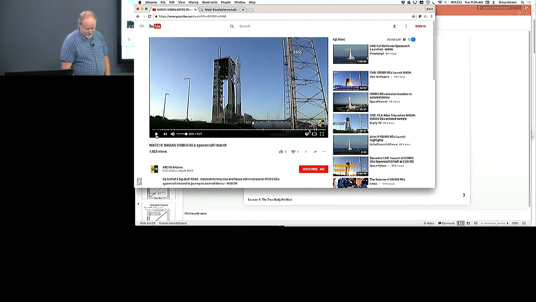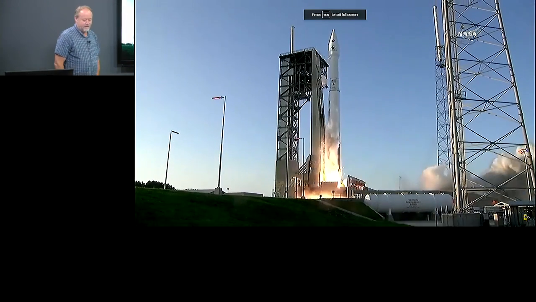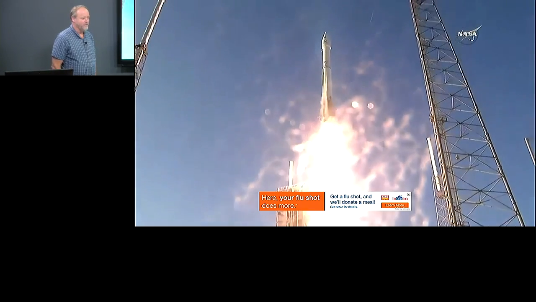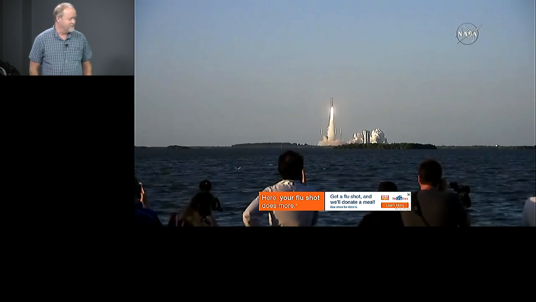So here is the launch of OSIRIS-REx. 3, 2, 1. And liftoff of OSIRIS-REx.